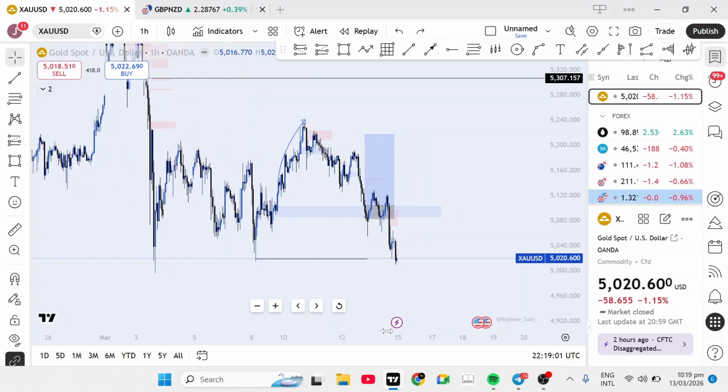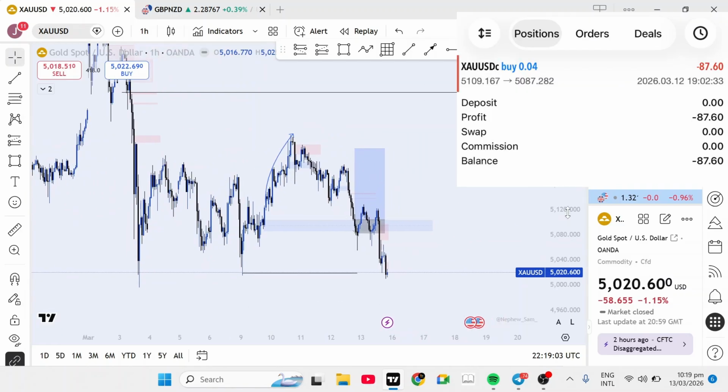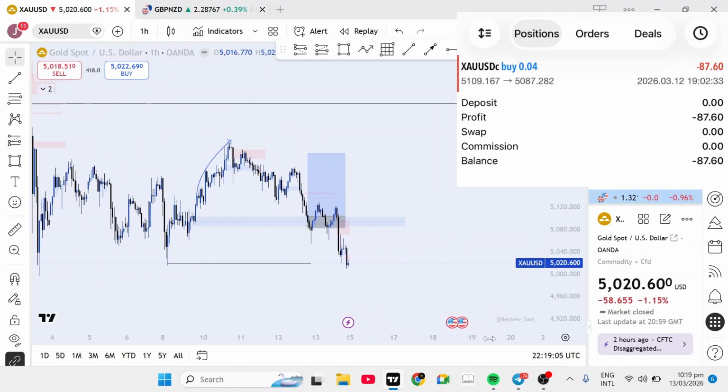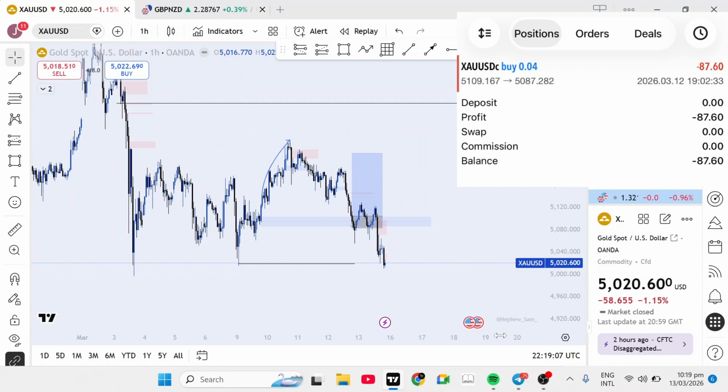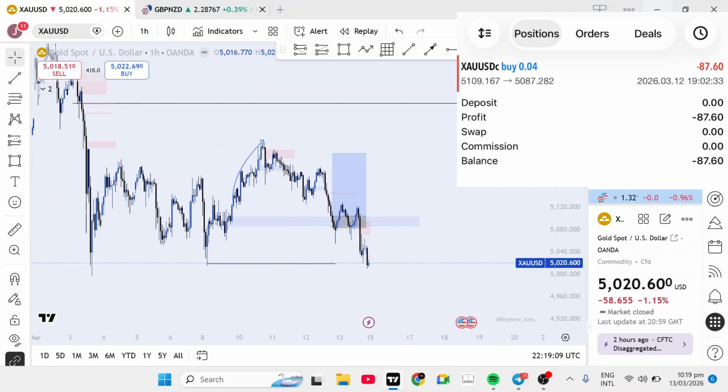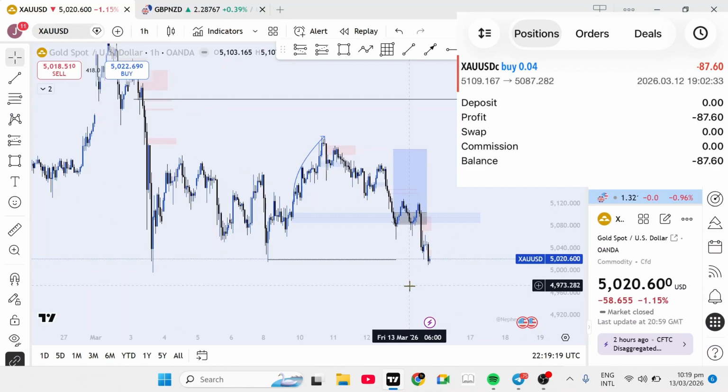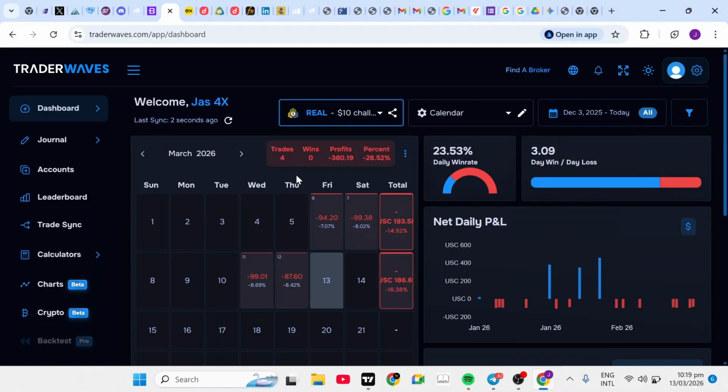So these are the two trades we took for this week. This is a trade result. These are the two trades we took for this week, and our account is not looking good right now. So let's head on to the journaling platform and see what we did for the week.